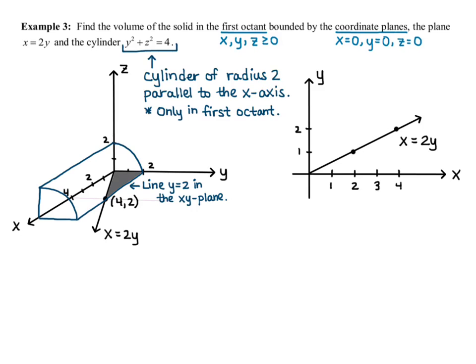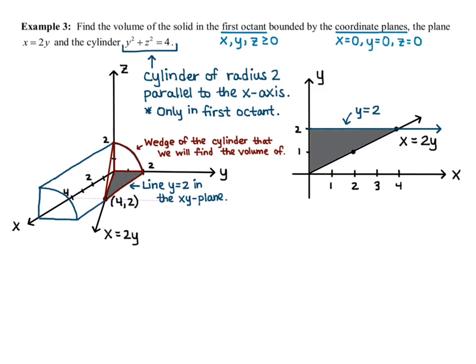Since we have the three-dimensional graph, let's look at the region that we will be finding the volume of. We know that in 3 dimensions, the equation x equals 2y is a vertical plane, so it will slice off a portion of the cylinder. The lower bound of the region is the triangular region in the xy plane that we found in the last step, and the upper part of the three-dimensional region is bounded by the cylinder. This results in a small wedge of the cylinder that we will find the volume of.